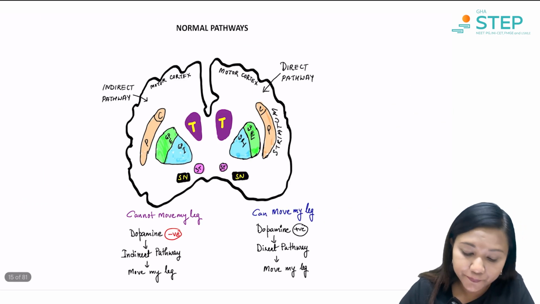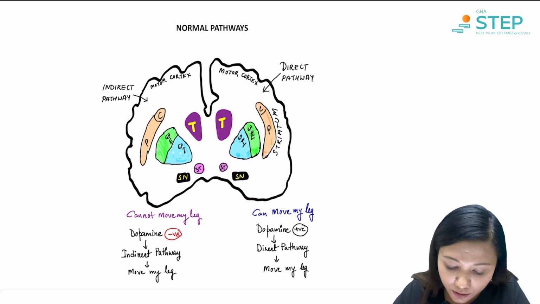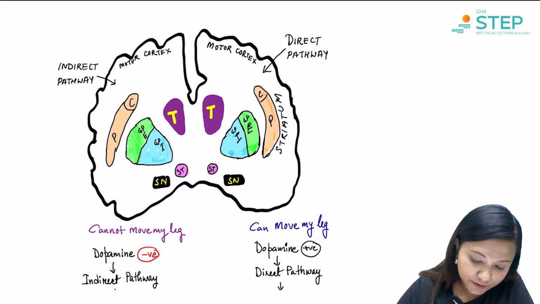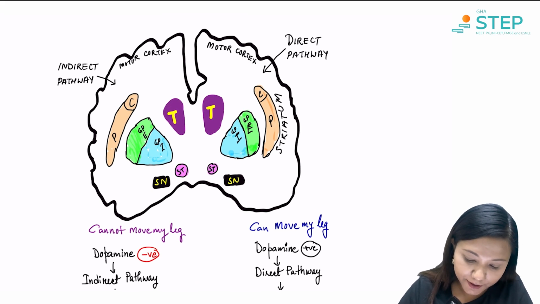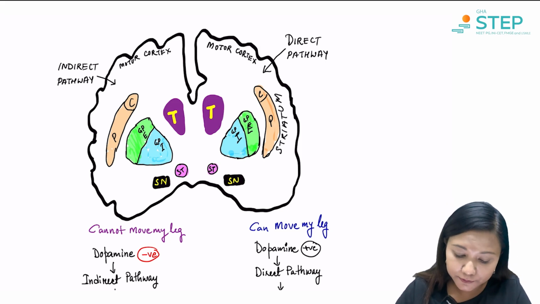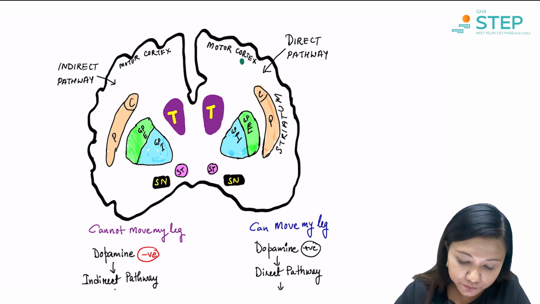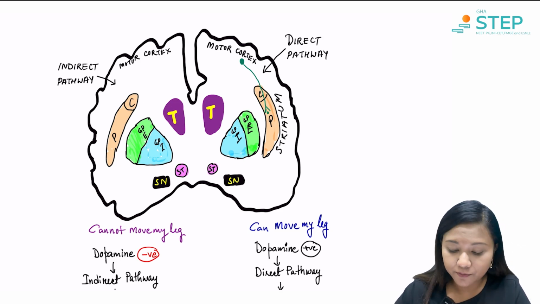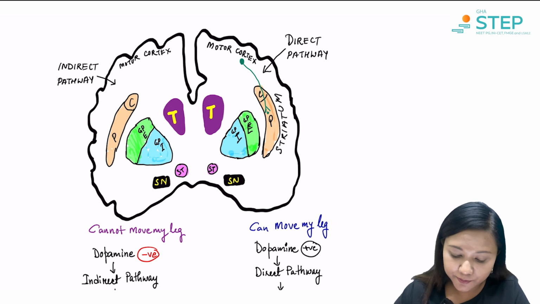Now, let us come to the normal pathways. What are the direct and indirect pathways for controlling movement? This is a diagram I have drawn, a very simplified version to make you understand the pathway. If I want a movement, like walking, my motor cortex will send a signal to the corpus striatum. The striatum involves the caudate and the putamen together, known as the corpus striatum. So I have sent a signal to the striatum.